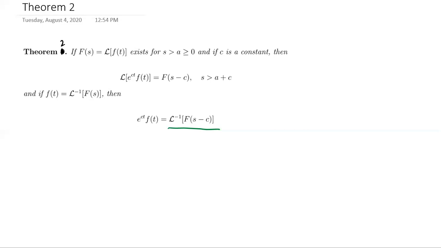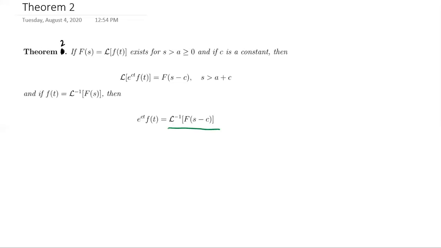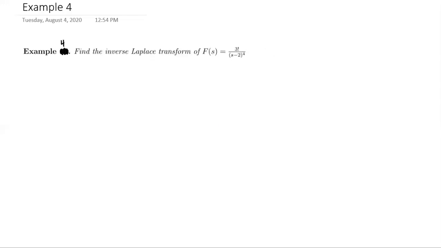Now let's see an example of this. Find the inverse Laplace transform of F of s equals 3 factorial over s minus 2 to the 4th. Now, if we want to use theorem 2, especially this part, we somehow want to rewrite this function, big F of s, as a shifted function. Okay? So let's take a look at this 3 factorial over s minus 2 to the 4th.